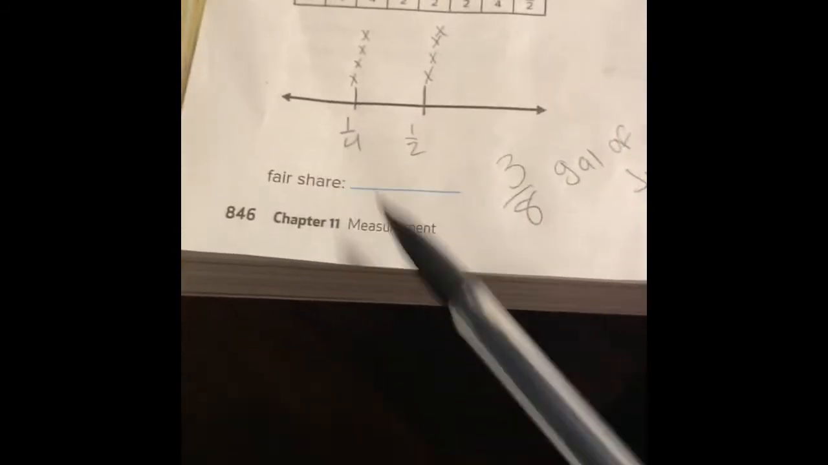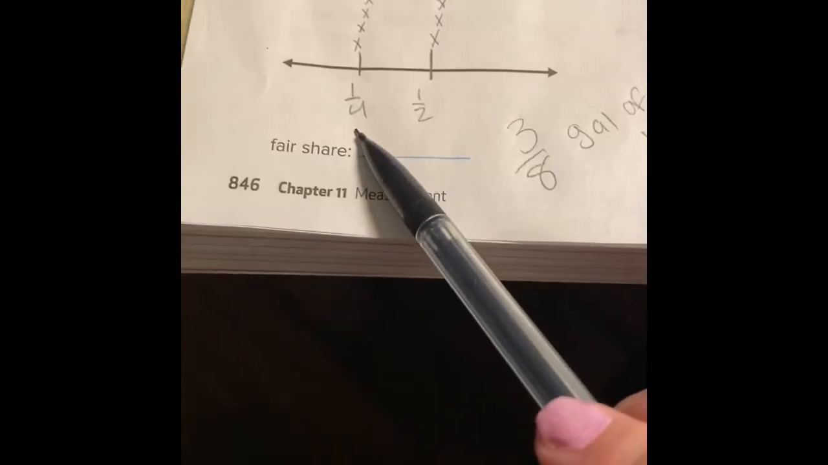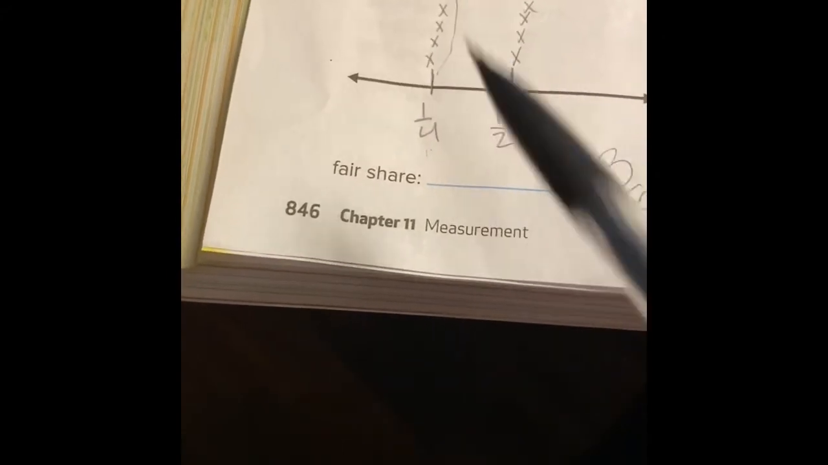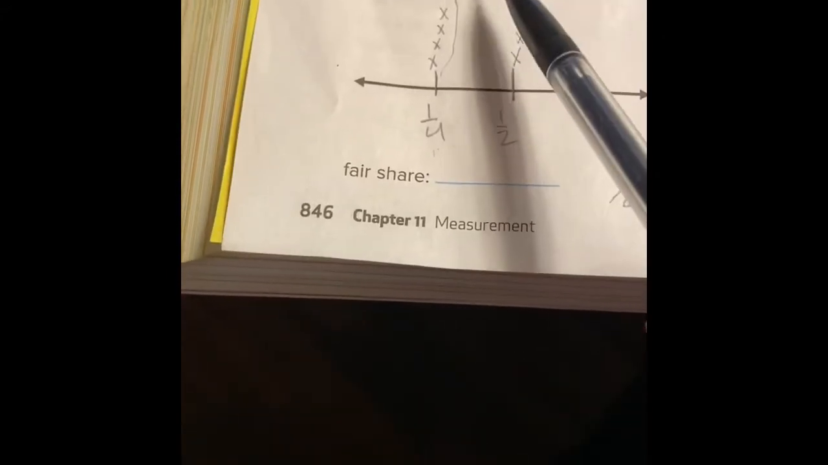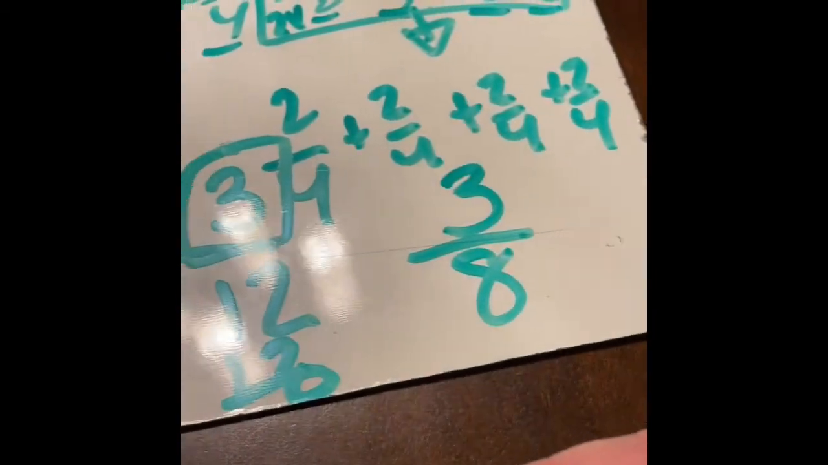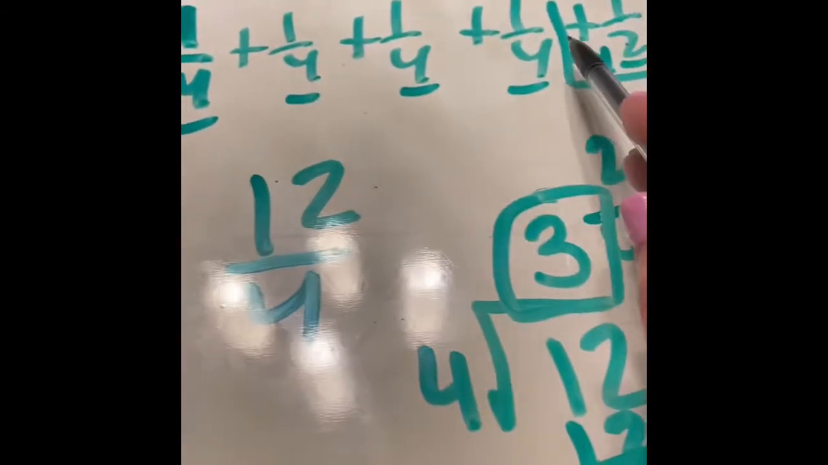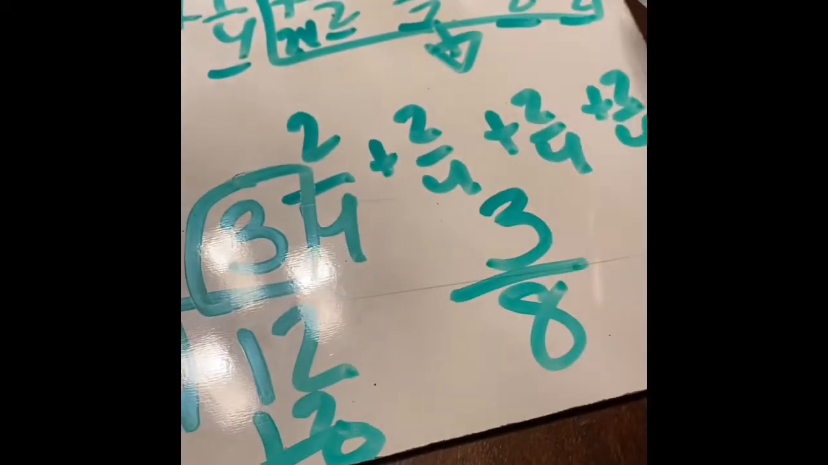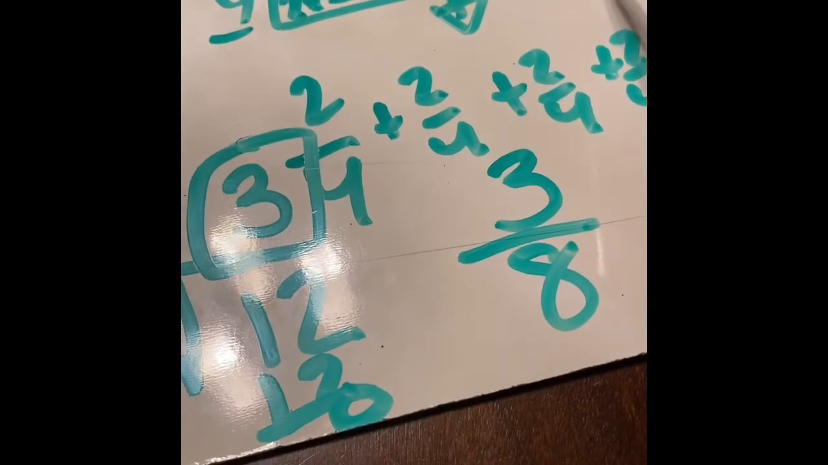Right there. Okay, so let's review what I did. I made a line plot, so I have my 1/2 and my 1/4. I counted how many 1/4 I had. 1, 2, 3, 4. I put them right here. I counted how many 1/2s I had. 1, 2, 3, 4. I put them right there. Then I wrote out all the fractions. So I had 4 1/4 because that's what I had from my line plot. And I had 4 1/2 because that's what I had from my line plot.